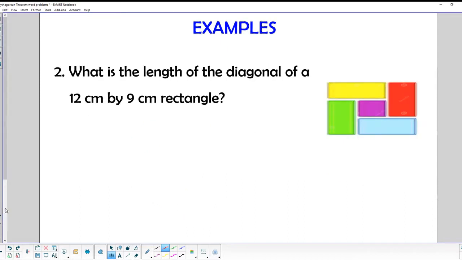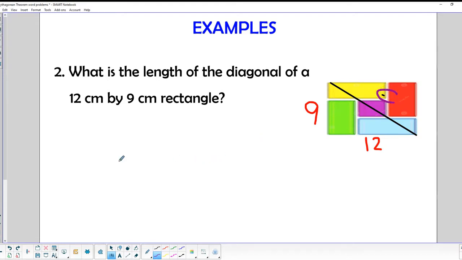What is the length of the diagonal of a 12 centimeter by a 9 centimeter rectangle? So basically what they're saying is we have a 12 centimeter long, 9 centimeter high, or you could reverse that. And we want to know how long is the diagonal of that rectangle. So if you notice, we got a nice little triangle. We're looking for, oops, we better grab the right marker here. We're looking for c in this particular case. So we've got to find c up here.